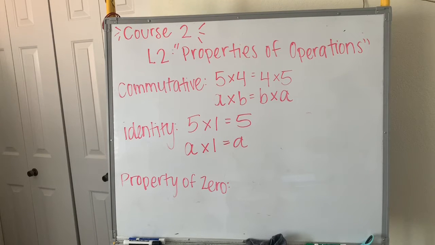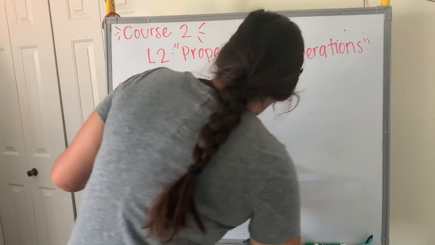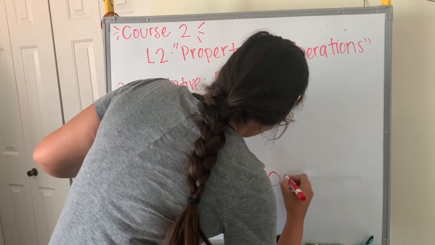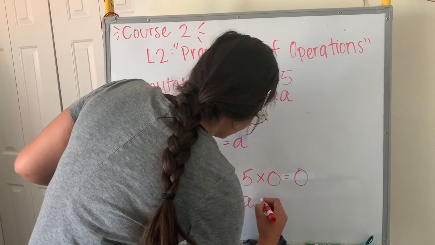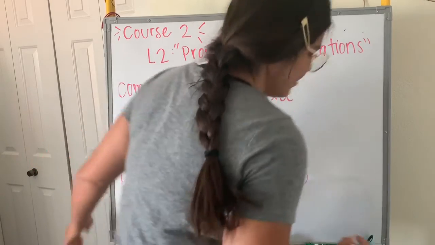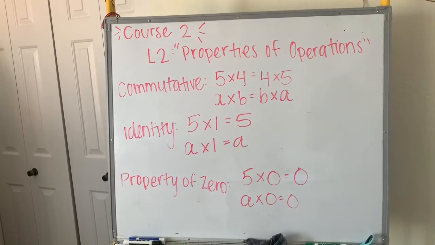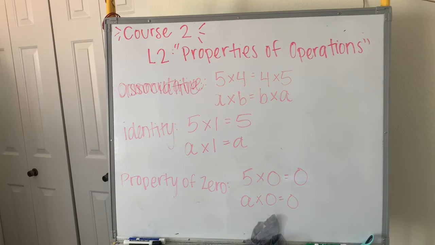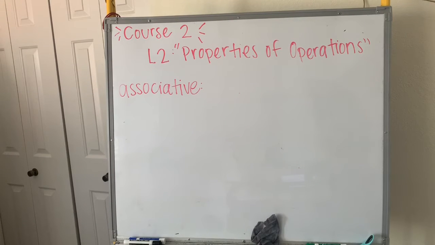So for our last example, the property of 0. This states that when you multiply a number by 0, the product is always 0. So 5 times 5 times 0 equals 0. We could say A times 0 equals 0. Okay, we're not quite there yet. We have a few more.